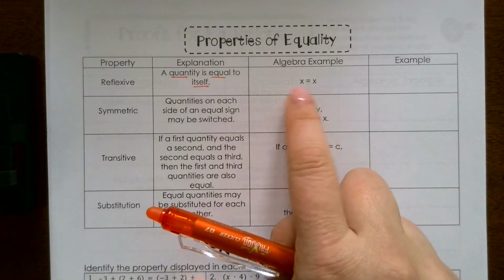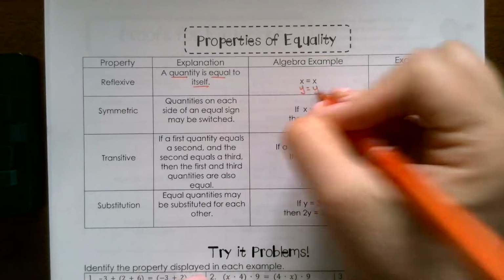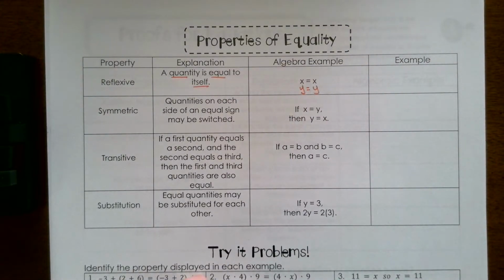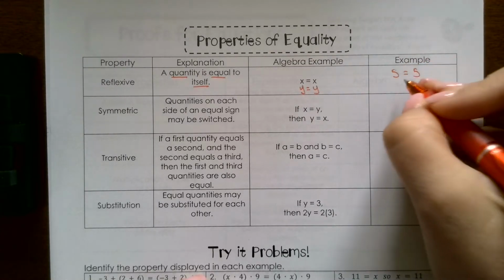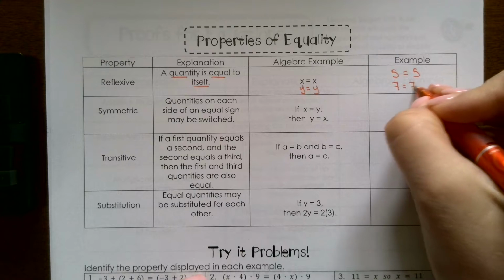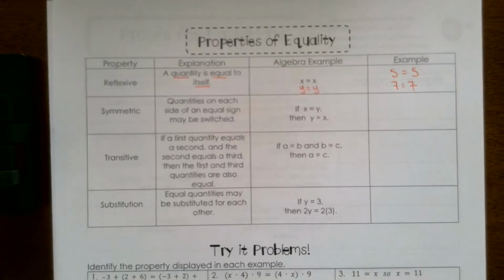So the algebra example is x equals x. Here's another one, y equals y. Here are some examples. 5 equals 5. And guess what? 7 equals 7. Those are the reflexive property.